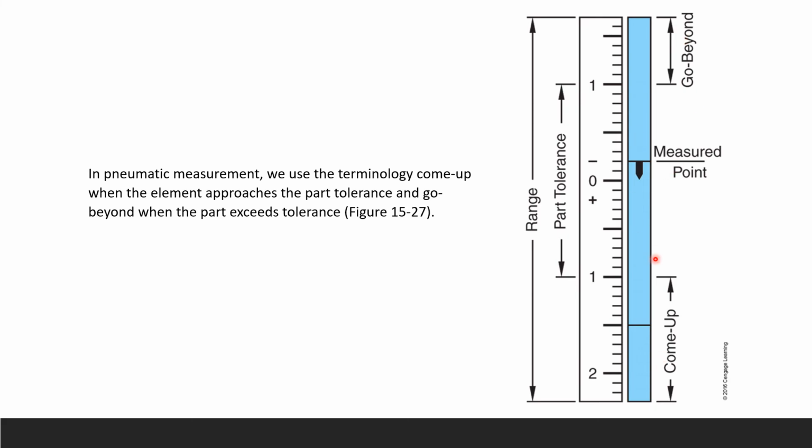Again, you're dealing with a float. It's like floating up in the part tolerance, and then you go beyond. That's why we call it coming up. The float is coming up, now in the part tolerance, and then it goes beyond. And these two terms, come up and go beyond, we only use in air pressure instruments, pneumatic comparators.